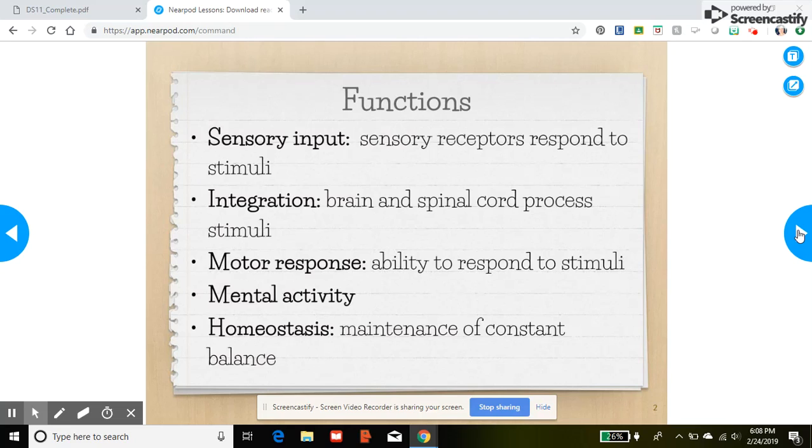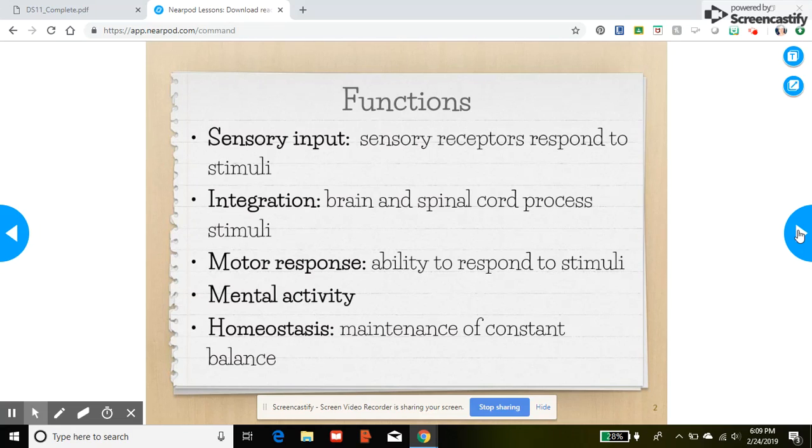Then we have an integration neuron, and this connects your sensory neuron to your motor neuron. Most of the time, these are found in either the brain or the spinal cord, so think of the central nervous system. This is where it gets the actual instruction for whatever the motor response is going to be. That motor response is move the hand. Ow, it's hot, move your hand, respond to whatever that stimulus is. So those are three incredibly important functions of the nervous system, and you'll see that over and over throughout this chapter.